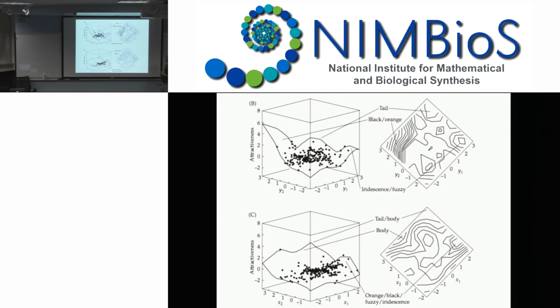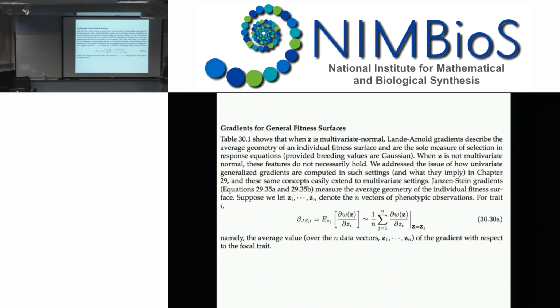One final point. Remember, when the geometry is well behaved or the data is multivariate normal, we have that beta equals the average value of the individual gradient. What happens if I don't have multivariate normality? We could use the Janzen-Stern gradient.